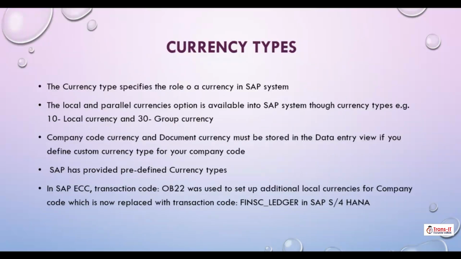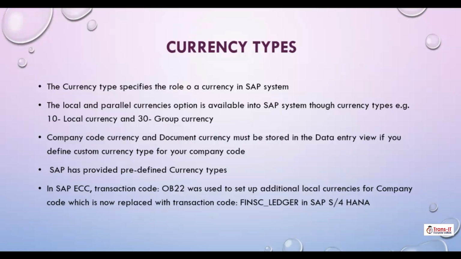What is the currency type? The currency type specifies the role of a currency in a SAP system. The local and parallel currencies option is available in the SAP system through currency types. For example, 10 for local currency and 30 for group currency. Company code currency and document currency must be stored in the data entry view if you define a custom currency type for your company code. SAP has provided predefined currency types.